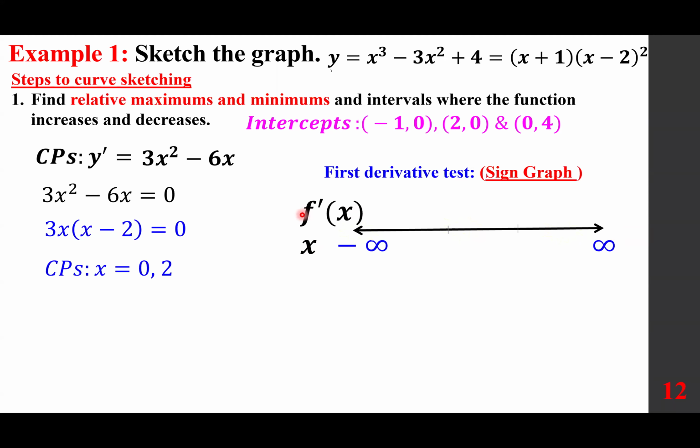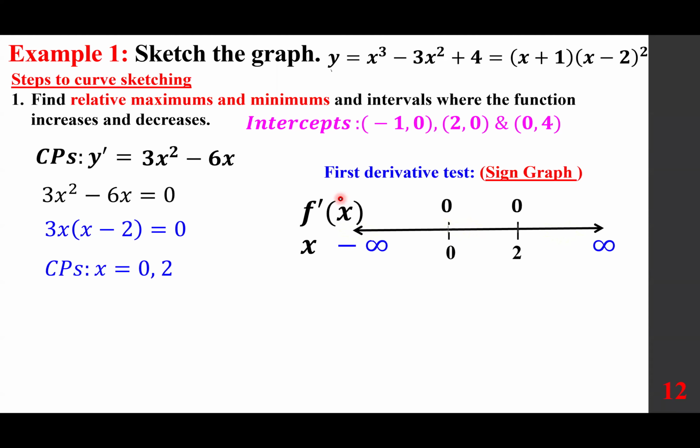Then the critical points, you put them here from smallest to largest. It always must be in order. So you put 0 and 2. At x equals 0, f prime is 0. At x equals 2, f prime is 0. So you put those values.